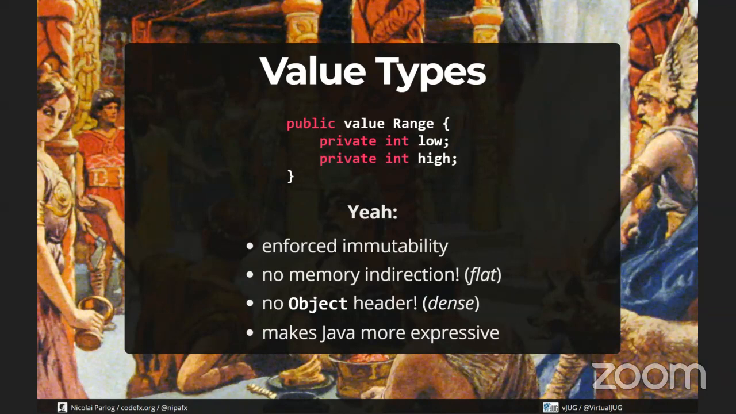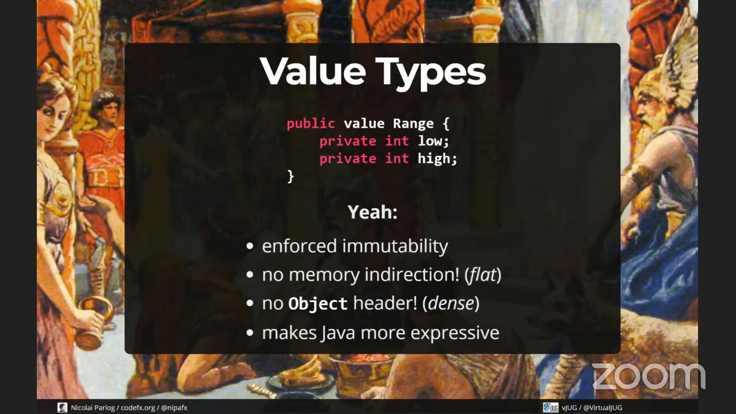These are immutable, enforced by the JVM and the compiler. They have no identity, thus they have no object header. There is no memory indirection. An array of ints is actually an array of ints, whereas an array of Integers would be an array of pointers, right? So you get all of this, and once again, like with records, you make Java more expressive. You don't only get performance, you also get to express in code what this thing is, and this thing is just a value. It's not a class. It's not supposed to be mutated.